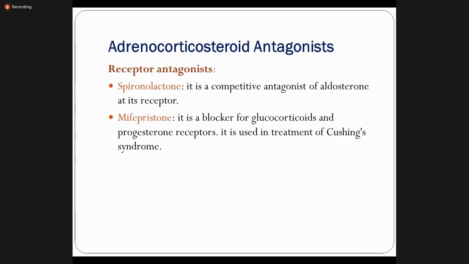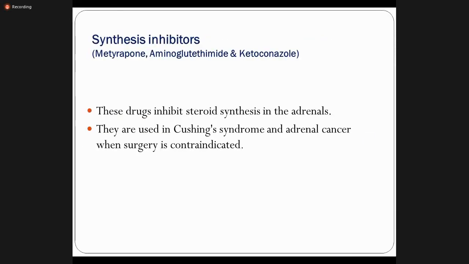Now, adrenocorticosteroid antagonists. Among receptor antagonists, spironolactone is a competitive antagonist of aldosterone at its receptors. Another example is mifepristone. It is a blocker of glucocorticoid as well as progesterone receptors. It is used in the treatment of Cushing syndrome. And among synthesis inhibitors, we have metyrapone, aminoglutethimide, and ketoconazole. These drugs inhibit steroid synthesis in the adrenals. They are used in Cushing syndrome and adrenal cancer when surgery is contraindicated, right?